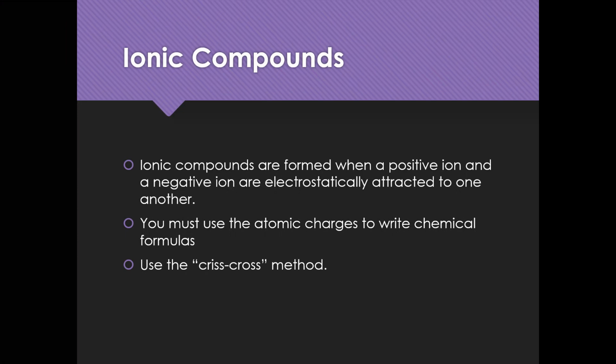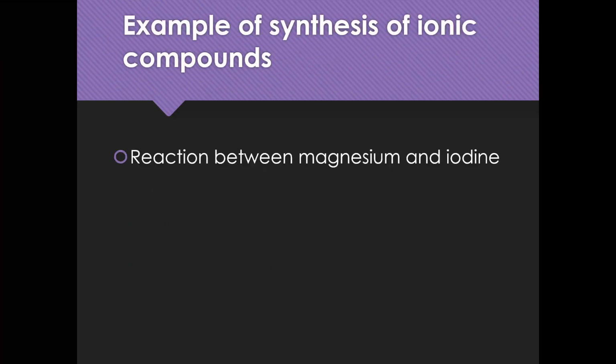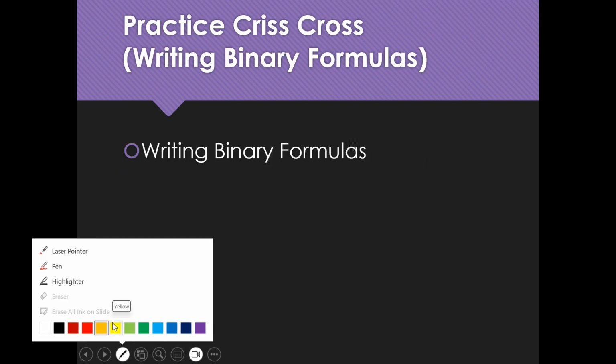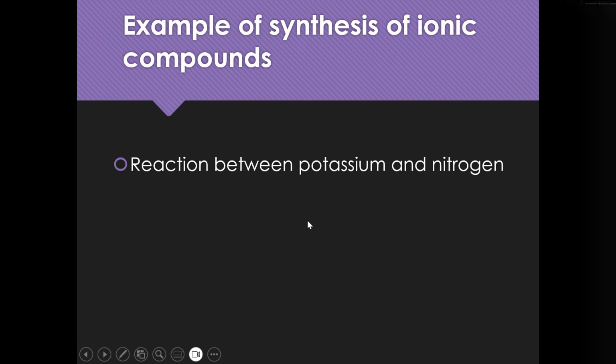Okay, let's try this. So first one is a synthesis of an ionic compound. We're going to look at magnesium and iodine together. So magnesium, let's do this with the cursor again. Let's hope and pray. Let's see if we can do this down here. Maybe it'll let me do it down here. Come on, come on. Oops. See, it didn't let me.